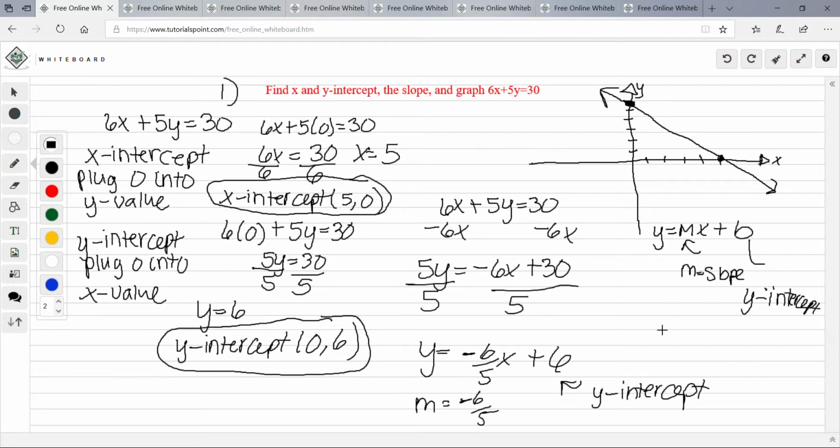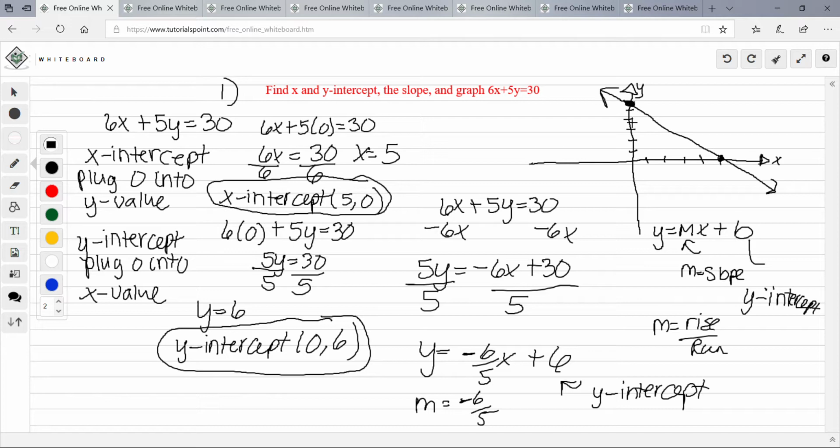And then remember, slope is rise over run. So for our slope, we go down 6 and then right 5, or you could go up 6 and left 5. Here, I'll show you. So you always start at your y-intercept. So our y-intercept is 6, which is right here. And then you could go from 6 down 6, and then right 5. So here's 6.